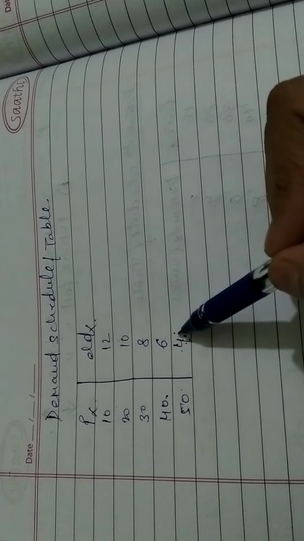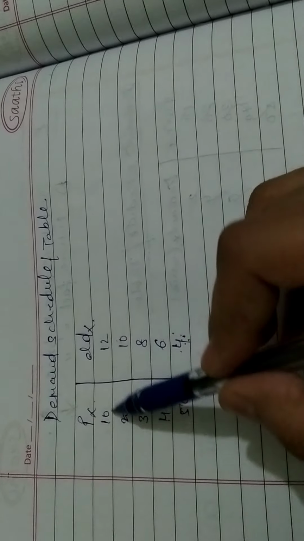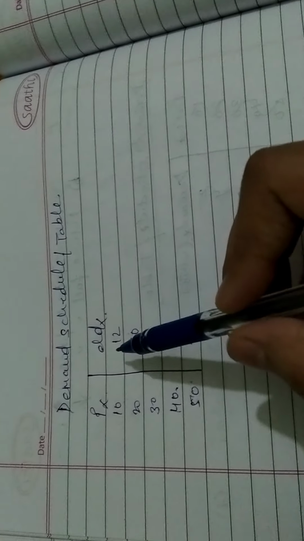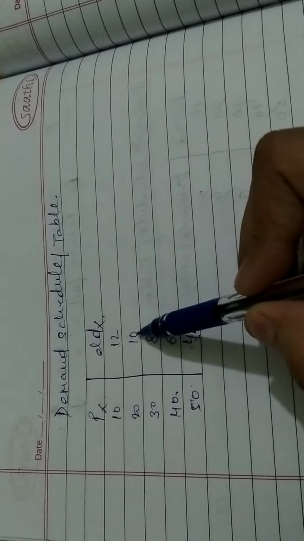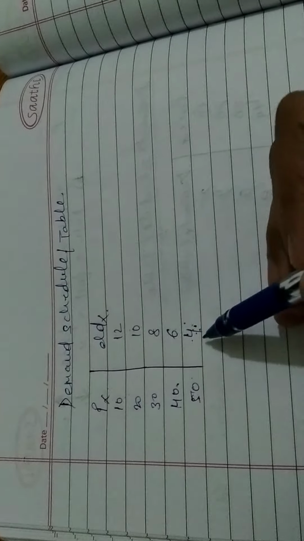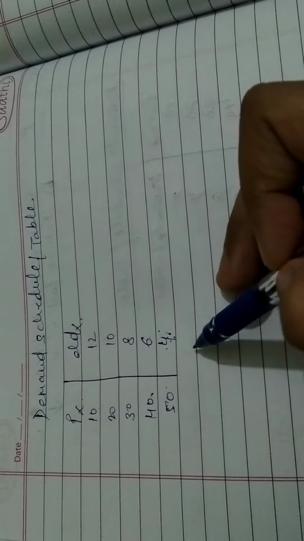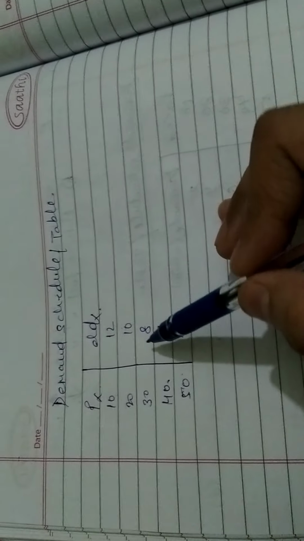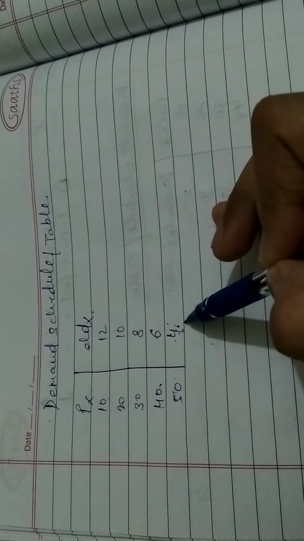So here different quantities are given at the different prices. Suppose at rupees 10 quantity demanded is 12, at rupees 20 quantity demanded is 10 units. So at different prices different quantities are given. So it is a schedule, it is a table showing the relation between the different quantities of a commodity to be purchased at different prices of that commodity.